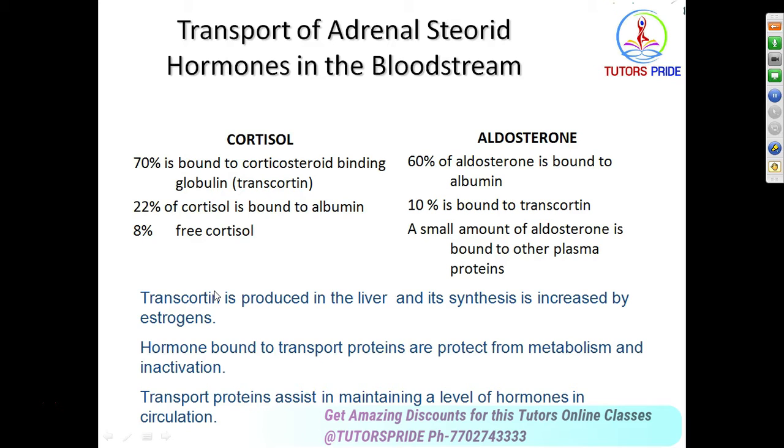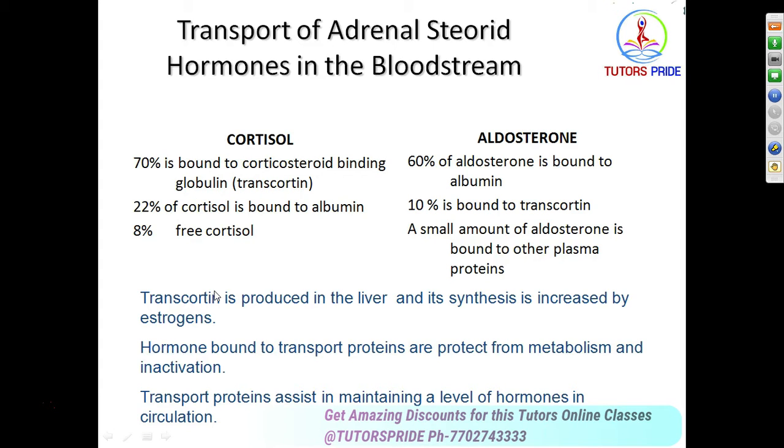As you can see, 70% of cortisol is bound to corticosteroid binding globulin. So cortisol is mainly bound to one protein. As I told you, these steroids will be bound to a protein, transcortin. 70% of your cortisol is bound to transcortin, 22% of cortisol is bound to albumin, and 8% is free cortisol. They are not bound to any protein.